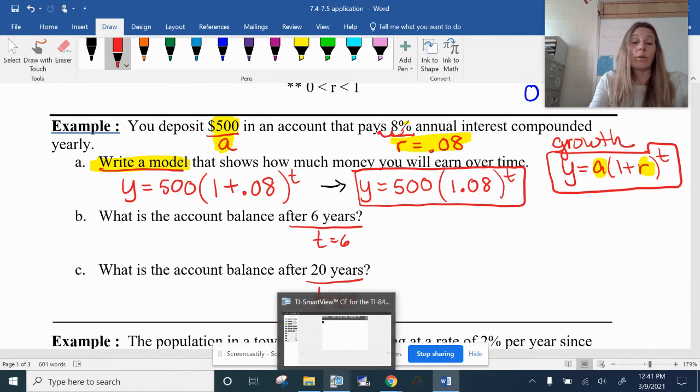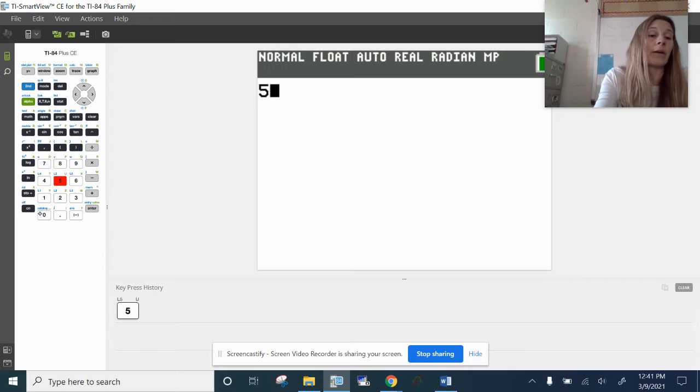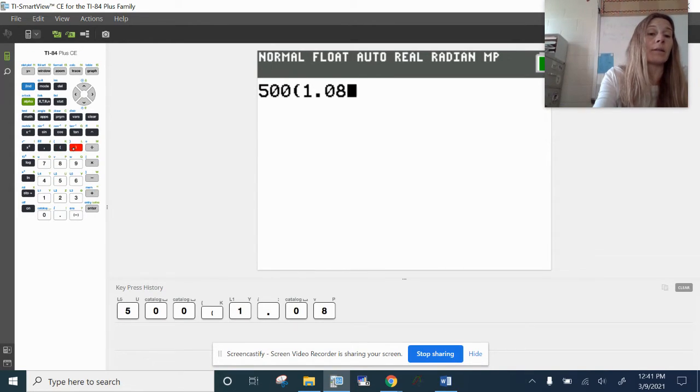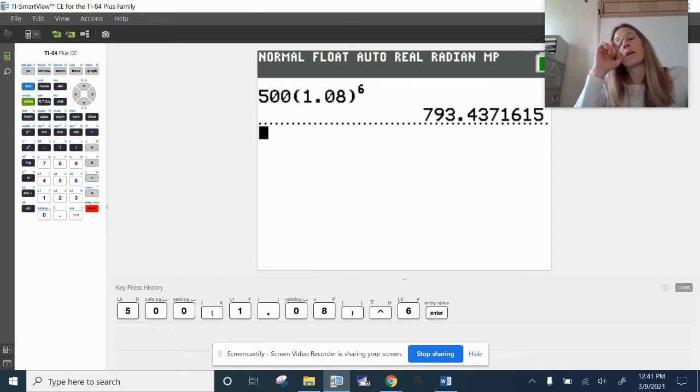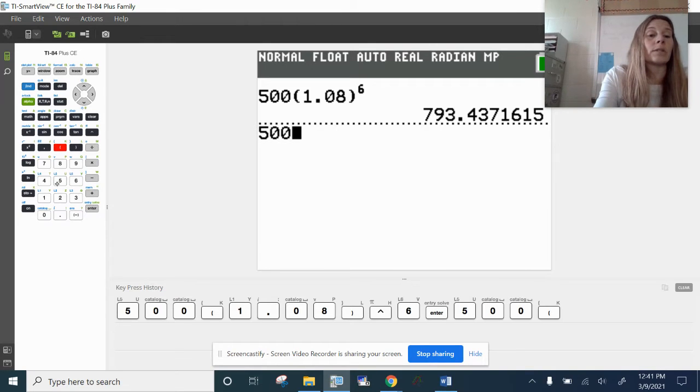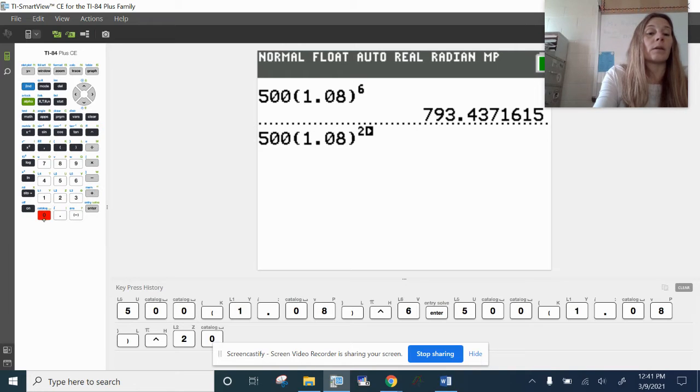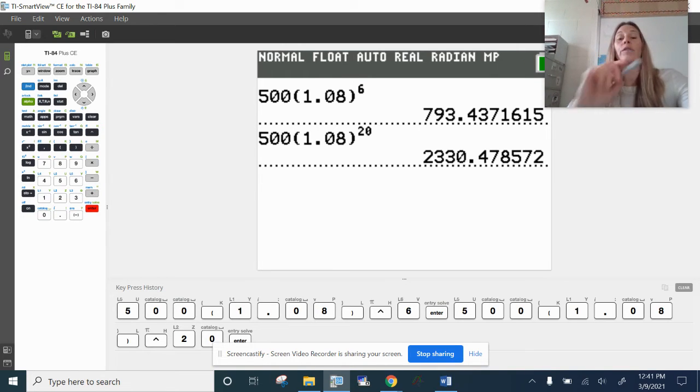So using your calculator, you would type in 500 times 1.08 raised to, the first time period was 6, and then you get your answer. You can do it again with the 500 times 1.08, and this time raised to 20. You could continue to use that model for any amount of years and get an answer.